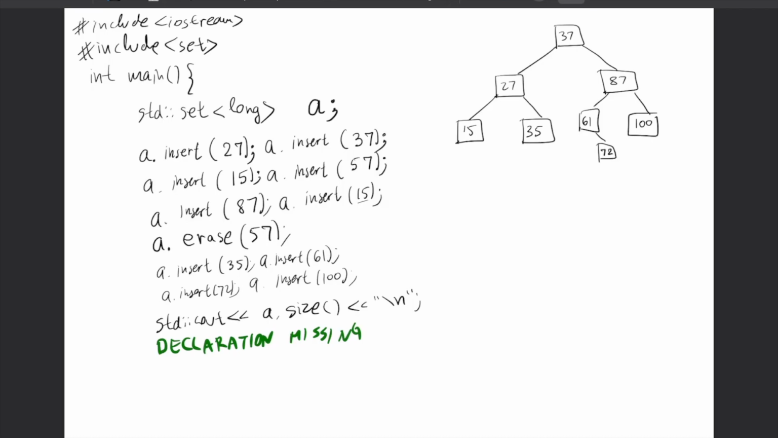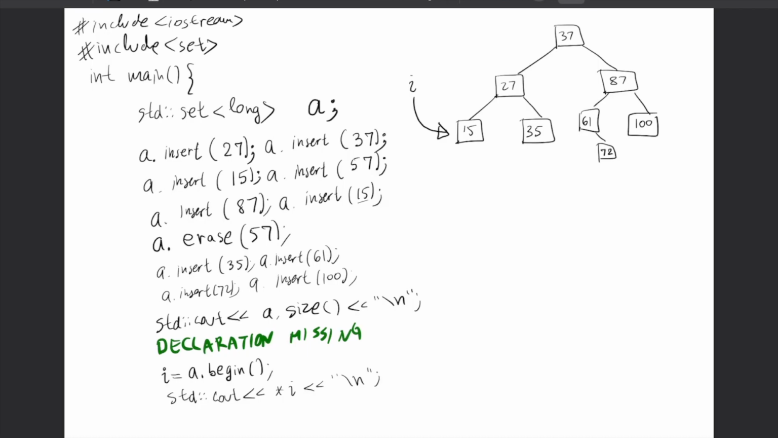We will call the iterator I. And after we declare the iterator, we will put the command I equals A dot begin. And after this command, the iterator will behave as a pointer to the first element of the set. Now if we type star I, our program will print 15.